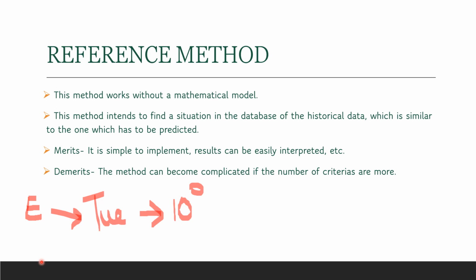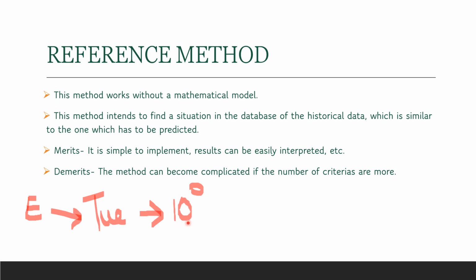we simply refer to the historical database and try to find one more Tuesday. We try to find another Tuesday in which the temperature was 10 degrees Celsius, or close to 10 degrees Celsius. So we are going to our historical database and trying to find another Tuesday on which this particular incident has happened, that is, we have utilized 10 degrees Celsius.